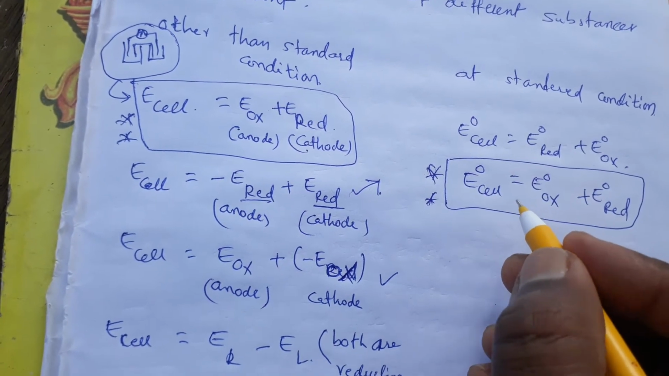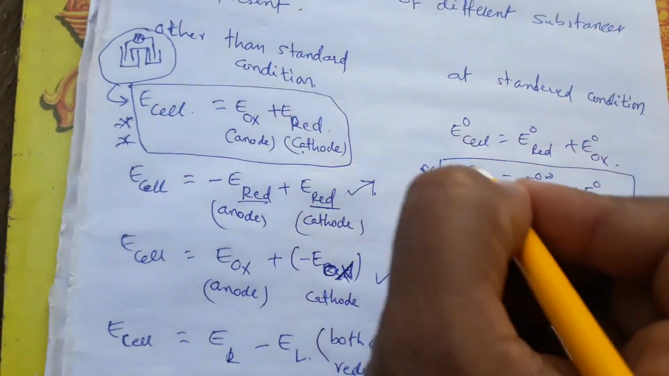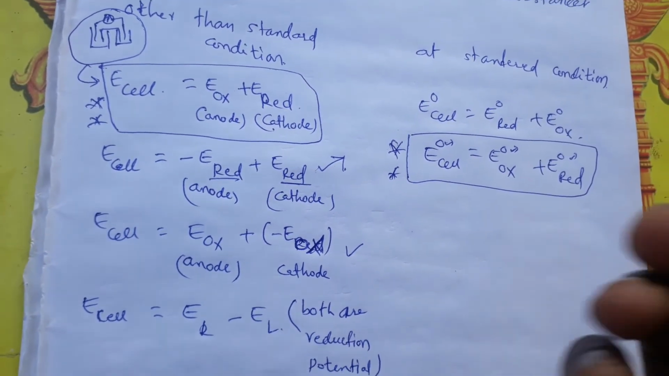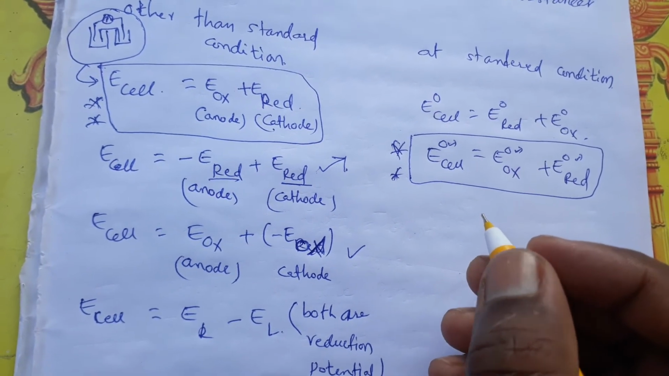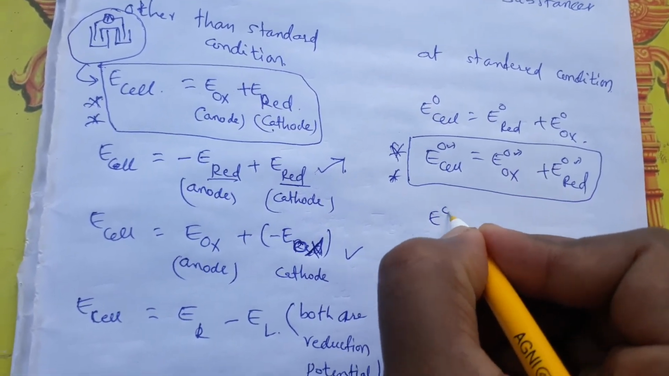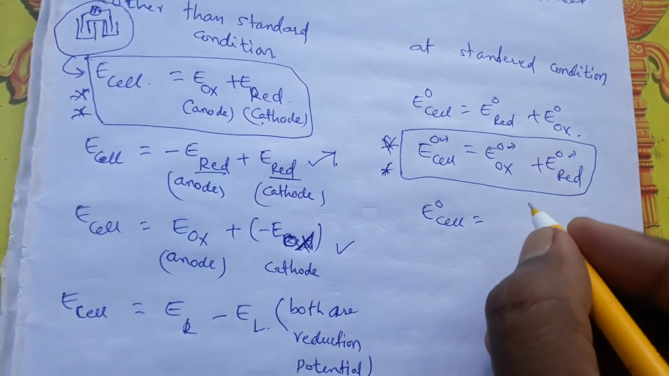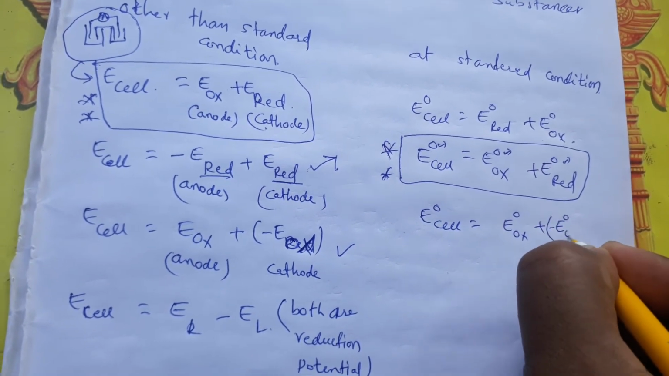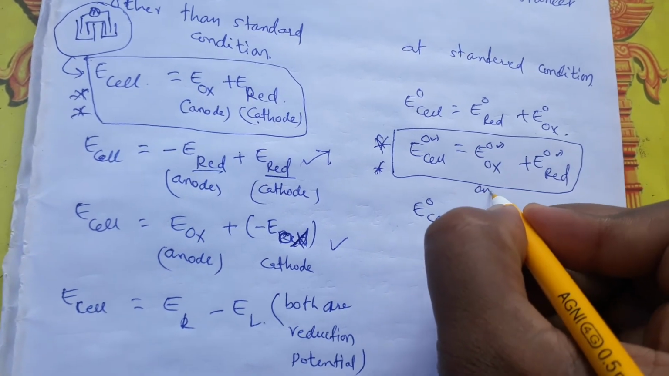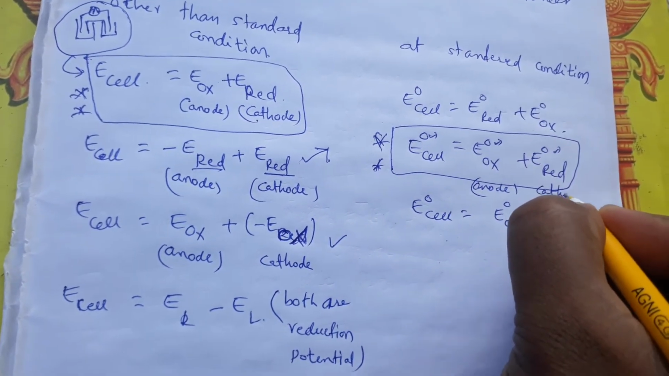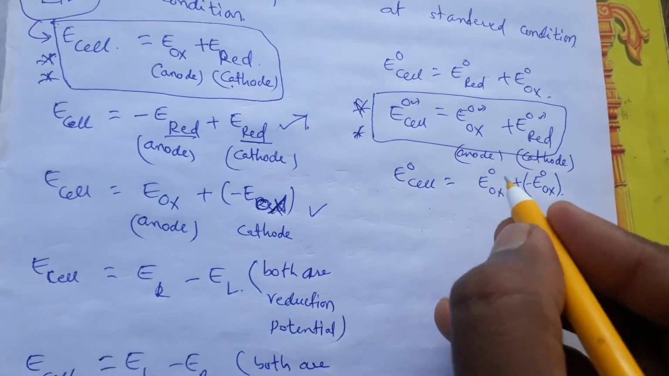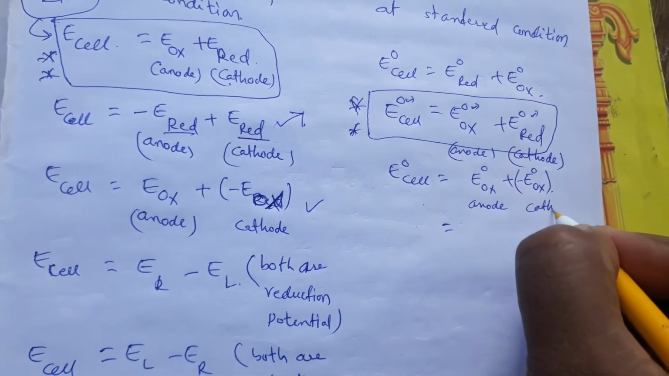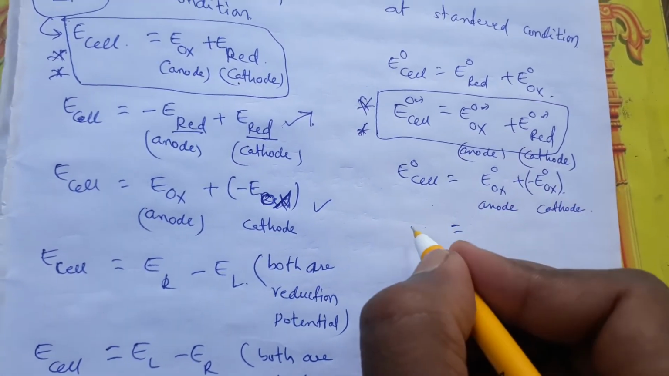Here the difference between this one and this one is the naught. This is the standard condition. So left, right, and don't confuse with that. So I can write E naught cell is equal to, this one is the oxidation, so E naught of ox plus E naught of red. This is the anode and this is the cathode. So here it is cathode, and for E ox here it is anode. This doesn't change. Don't change the anode and cathode, just change the electrode potentials.